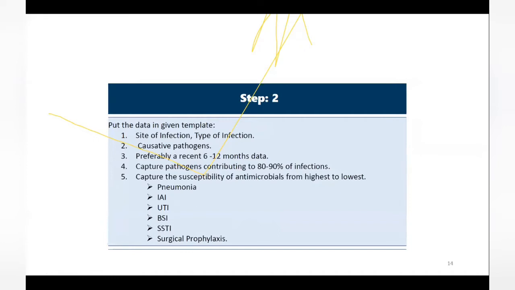And capture the pathogens. Not all antimicrobials can we consider. Similarly, capture those pathogens which contribute to about 80 to 90% of the infections. So those commonly isolated pathogens should be considered while preparing the antimicrobial policy. And capture the susceptibility from the highest susceptibility to the lowest susceptibility while preparing the policy for particular syndromes like pneumonia or UTI or bloodstream infection or surgical infection and others.